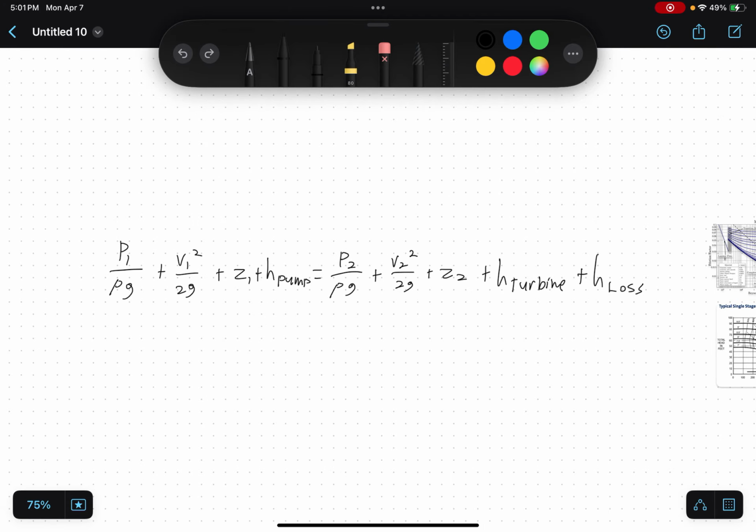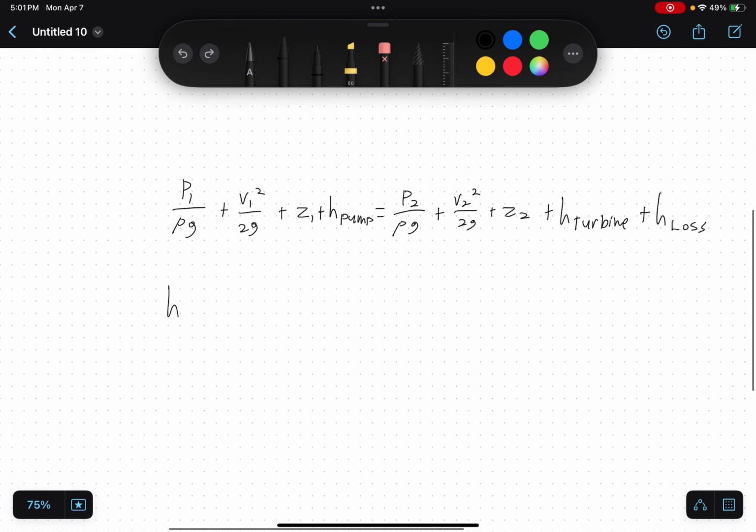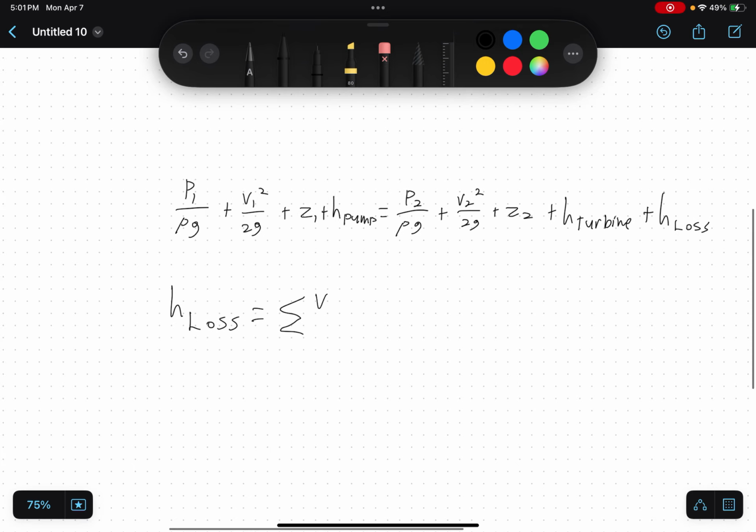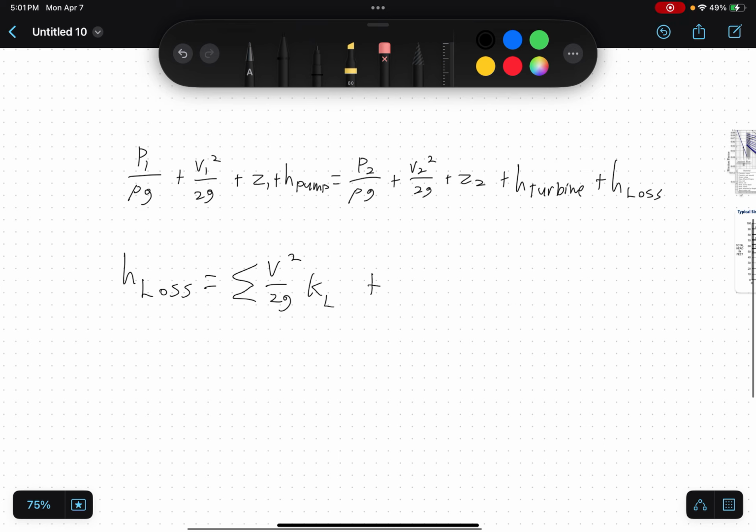Okay, so the equation for H loss is the sum of V squared over 2g K_L, plus the sum of V squared over 2g f L over d. So what is this saying?